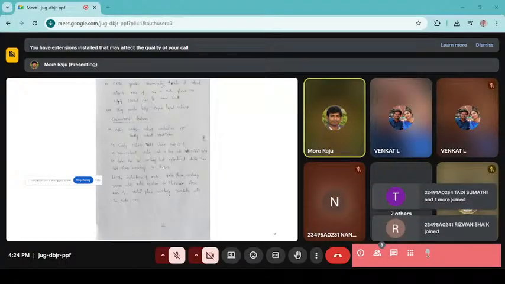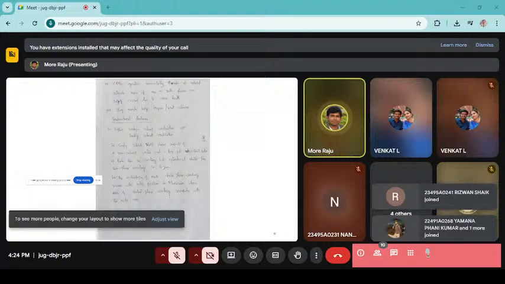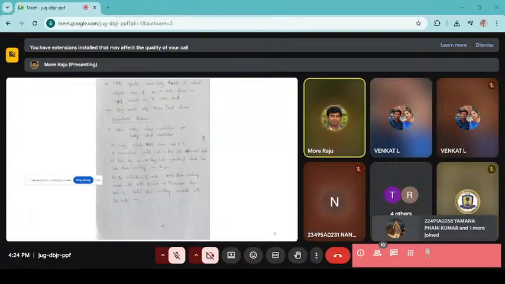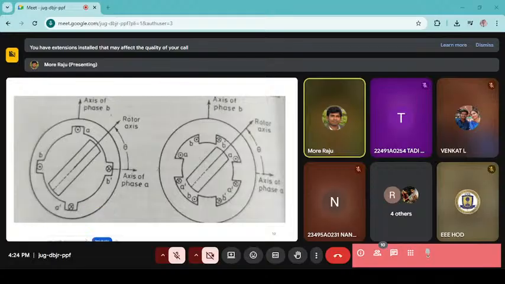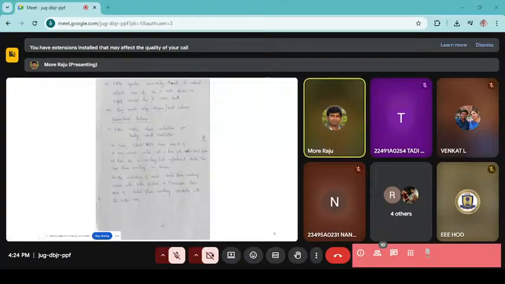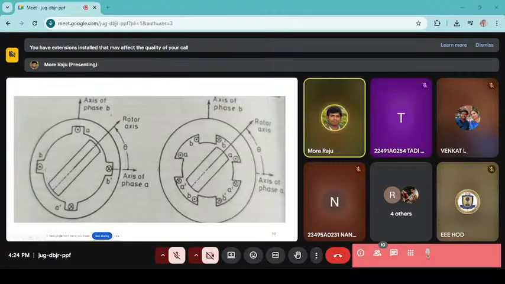Coming to the constructional features, variable reluctance machines (VRMs) can be either singly salient construction or doubly salient construction. This is the singly salient structure, and this is the doubly salient structure. You'll see the key differences between these two structures.